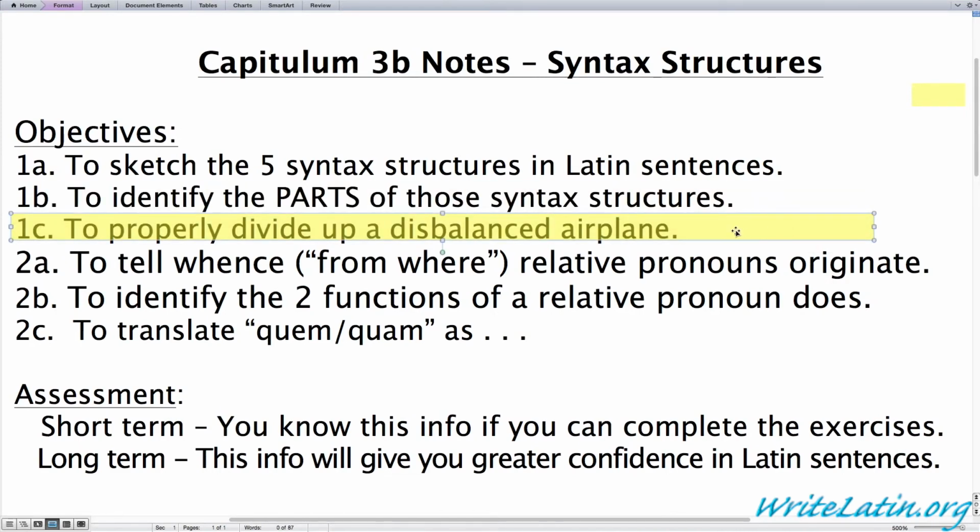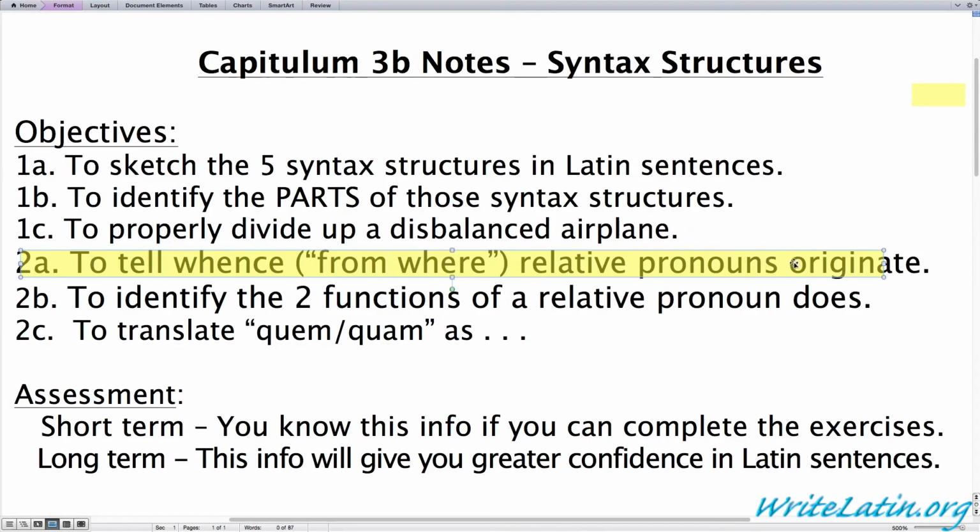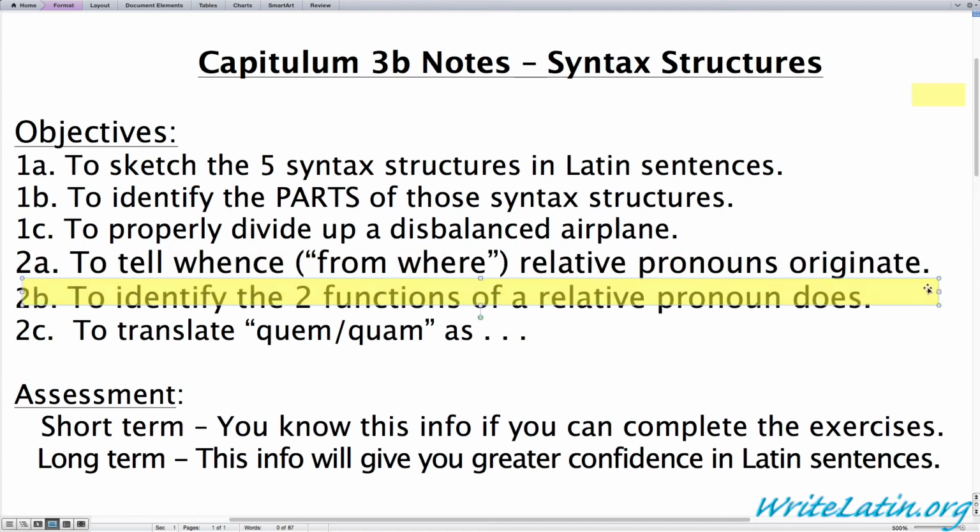Objective 1C, to properly divide up a disbalanced airplane, look for the second noun as a signal of the start of the second wing. To tell where relative pronouns come from, well, they come from quem plus a personal pronoun. To identify the two functions of a relative pronoun, well, it refers to its antecedent, and it functions normally within its own relative clause. Its case determines how it functions inside of there. And then to translate quem, quam as preferably whom, but if not that, which, but if not that, and him or and her, and never translate it as who.